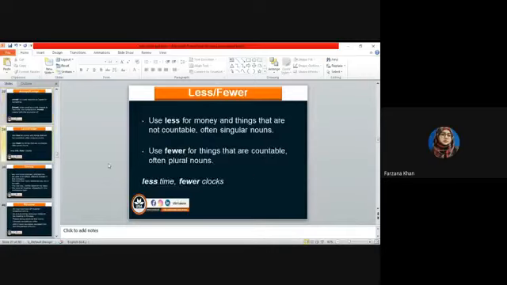So these words have different meanings, but usually people commit mistakes because they forget the slight difference between them, and they show their irresponsibility to their readers. Use less for money and things that are not countable, often singular nouns, but use fewer for things that are countable, often plural nouns, like less time, fewer clocks, fewer books, but less water, not fewer water.